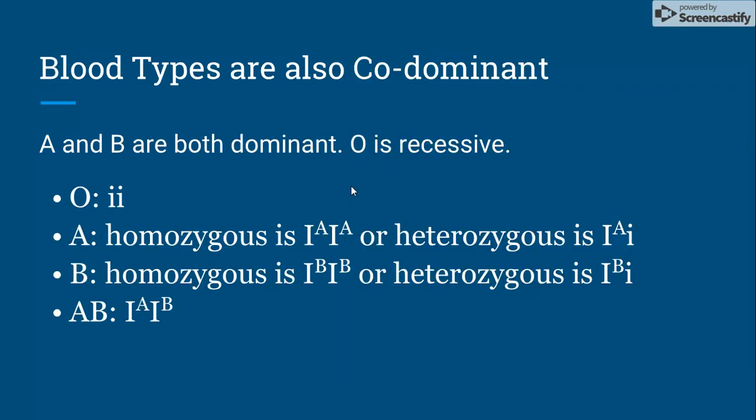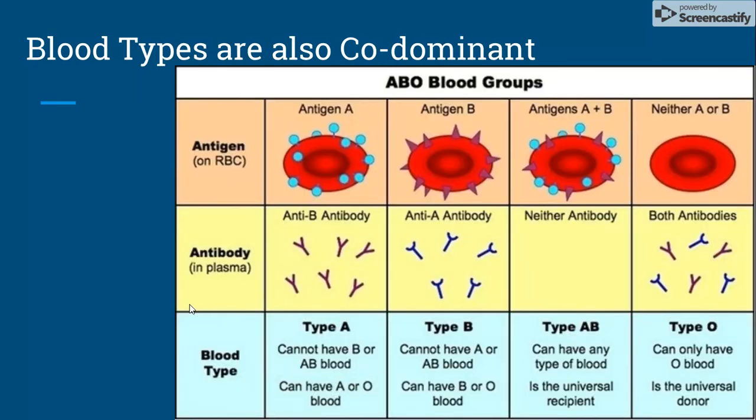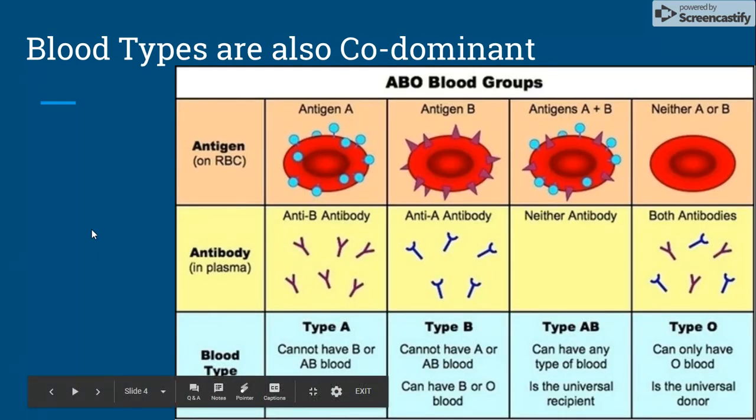An example in humans is blood types. A and B are both dominant alleles, and we still have a recessive allele in the form of O. A, you can either be homozygous for or heterozygous for. Same with B, or if you inherit both dominant alleles, you will be AB. And here's what that means.